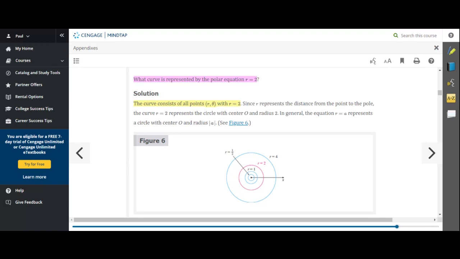Well, r equals 2 is the polar equation. Hold on, let me bring up the whiteboard here. So let me see here. Am I able to? It's going to allow. Okay, that's not bad. That's pretty good.